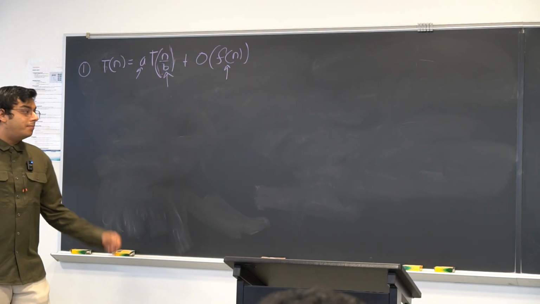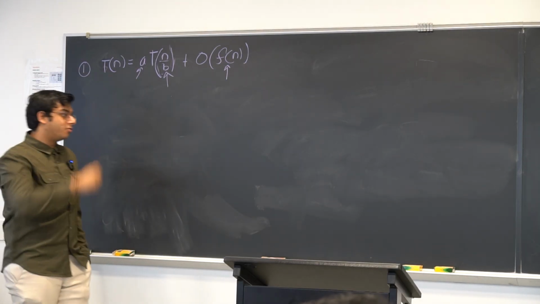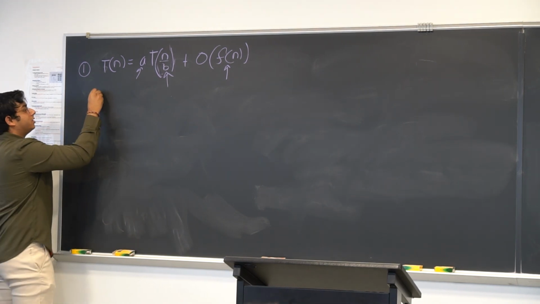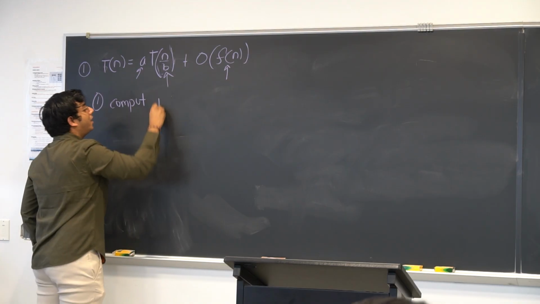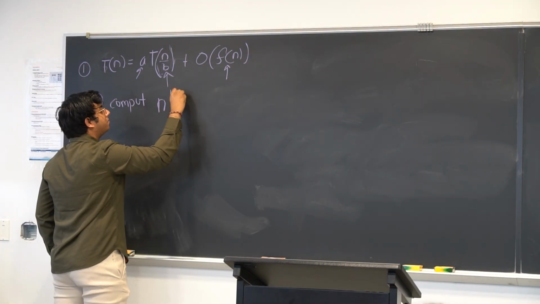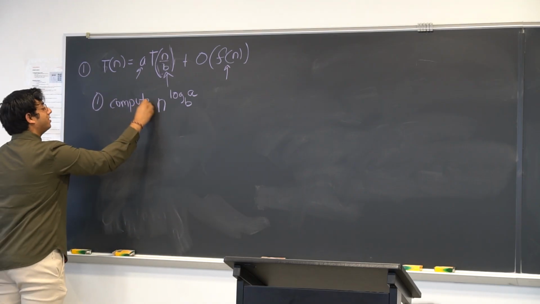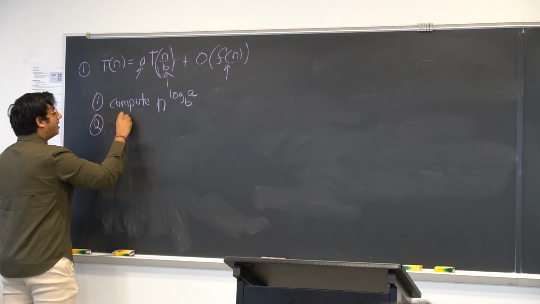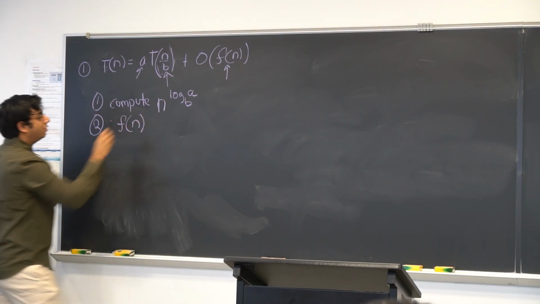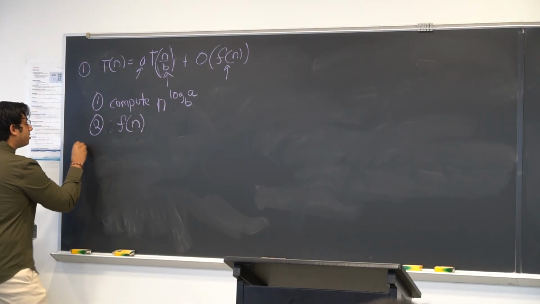There's going to be a theorem, the Master theorem, that's going to be incredibly useful in analyzing recurrences that follow exactly this format. Step 1 is going to be to compute n to the power of log base b of a. Step 2 is you're going to take f of n, and then you're going to compare these two. There's going to be 3 cases.